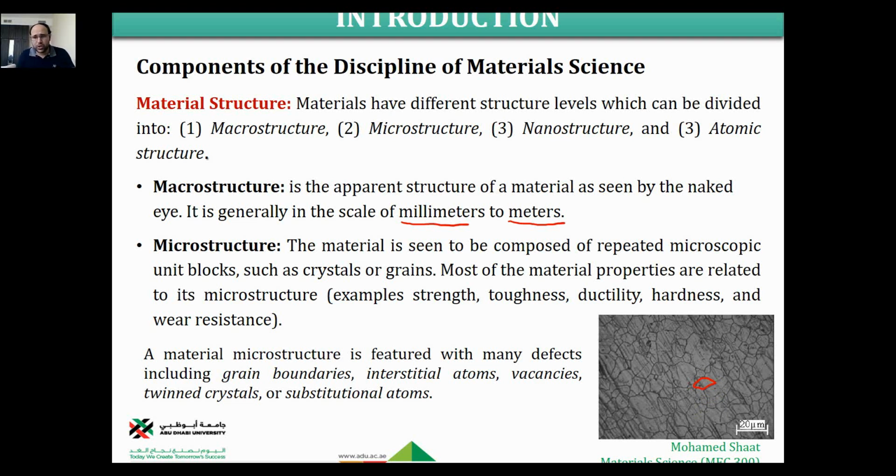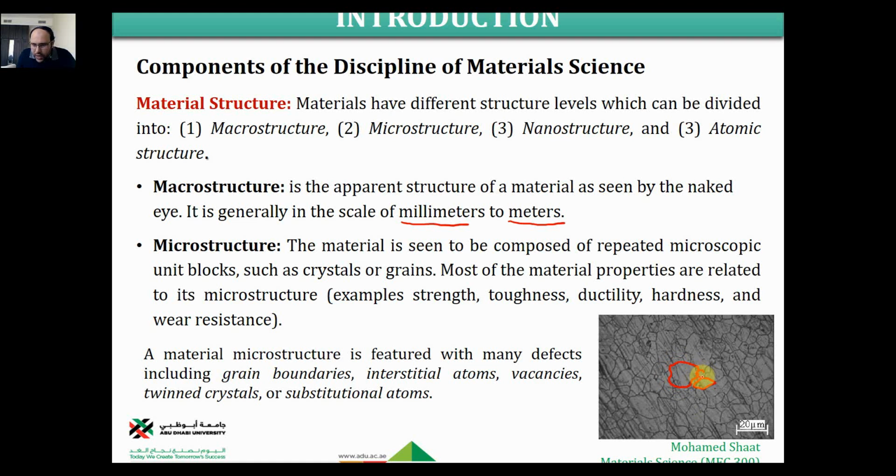In many cases, we use laser technology so we can detect the contrast in the material microstructure, so we can detect these grains. So the microstructure is that the material will be seen as a composition of many repeated units. One grain, there is another grain, another grain. Like this one, this is another grain.